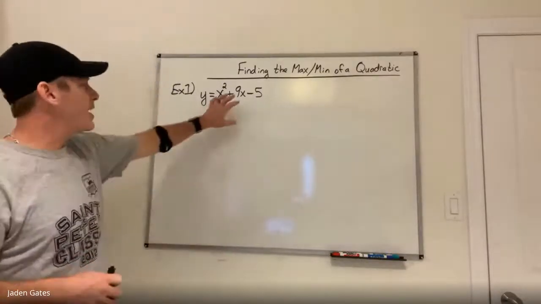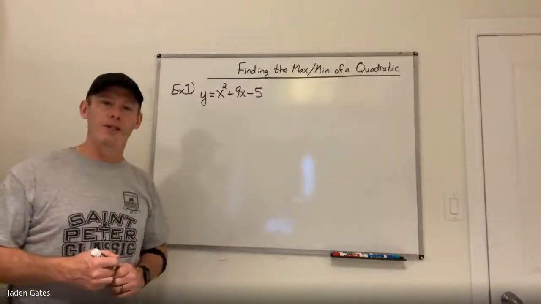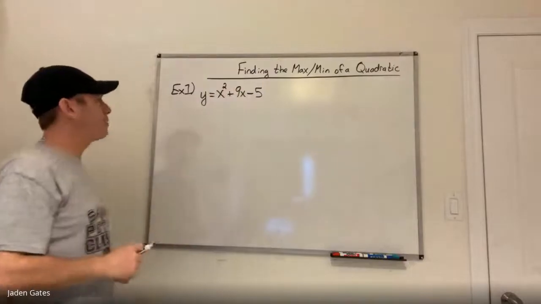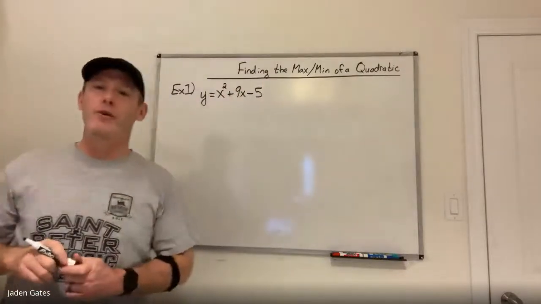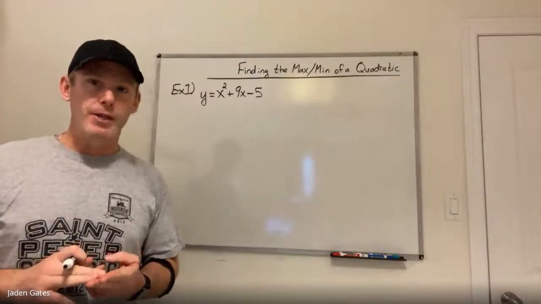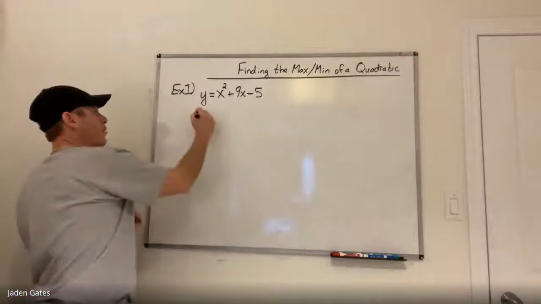So now to get it into vertex form, I'm going to have to complete the square, what we did this morning. All right, so again, I have y equals x squared plus 9x minus 5. And what I'm going to find out is whether this equation has a max or min, what that max or min is, and where it happens. All right, so again, I'm going to complete the square.